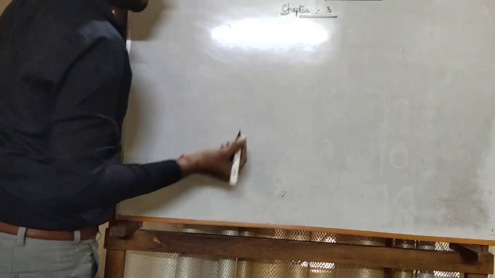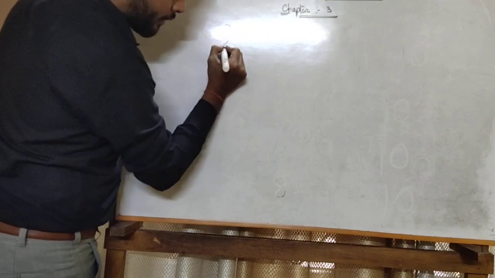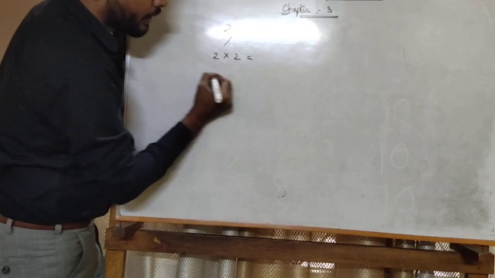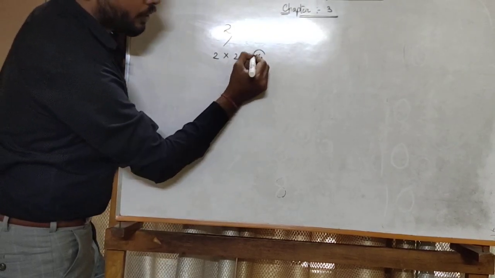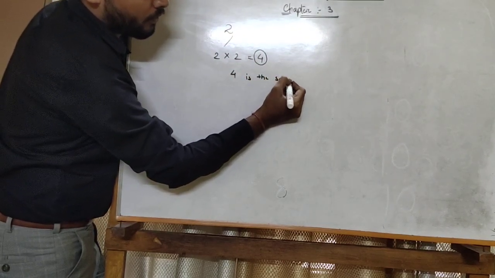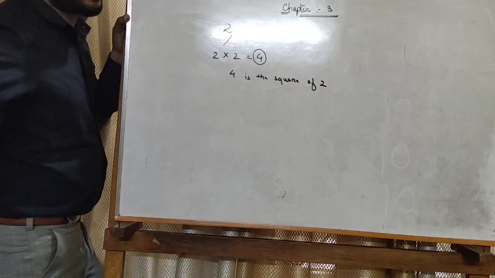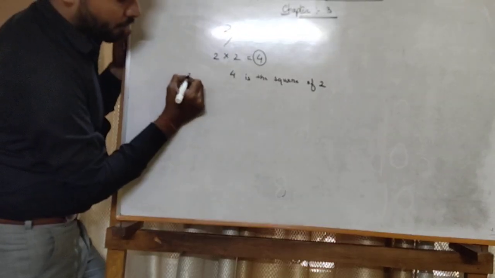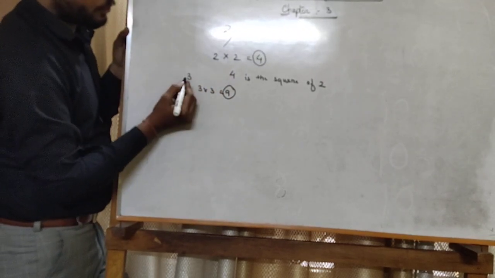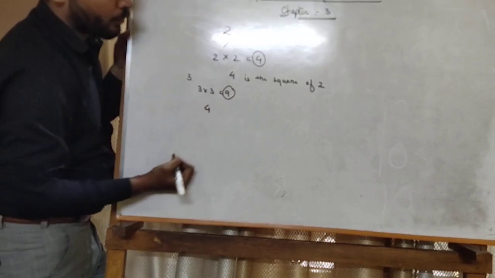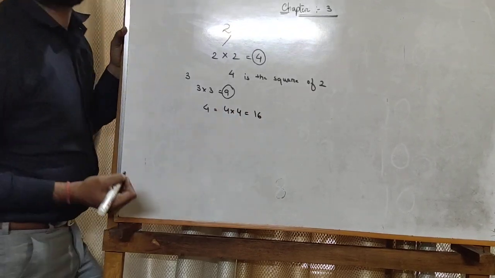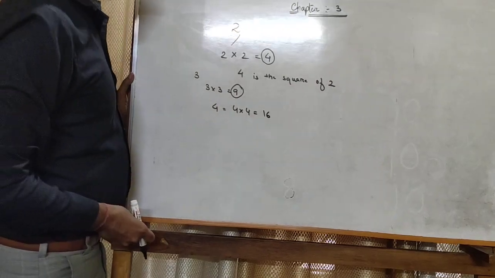Suppose you are given the number 2. When you multiply 2 by itself, you will get 4, which is the square of 2. Similarly, you can find the square of 3 by multiplying 3 into 3 and you will get 9. So the square of 3 is 9. Similarly, if you want to find the square of 4, you can multiply 4 into 4, you will get 16, and so on. You can find infinitely many square numbers.